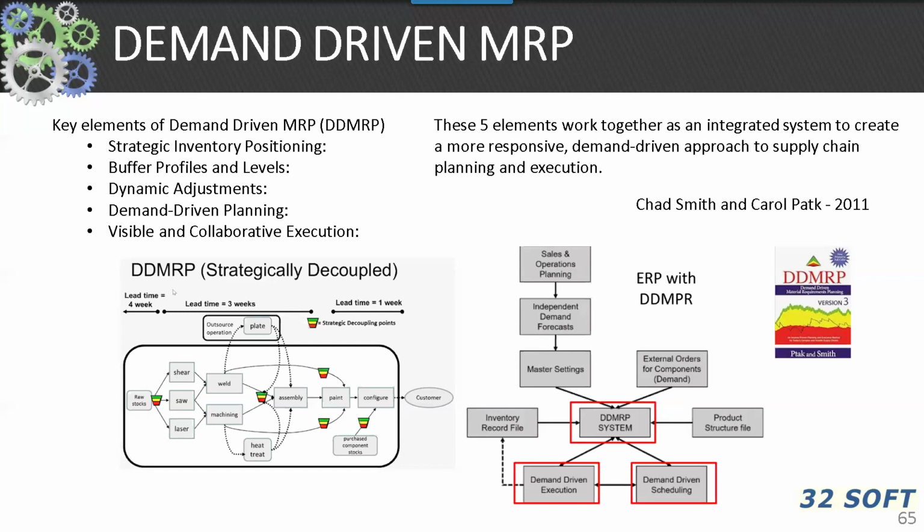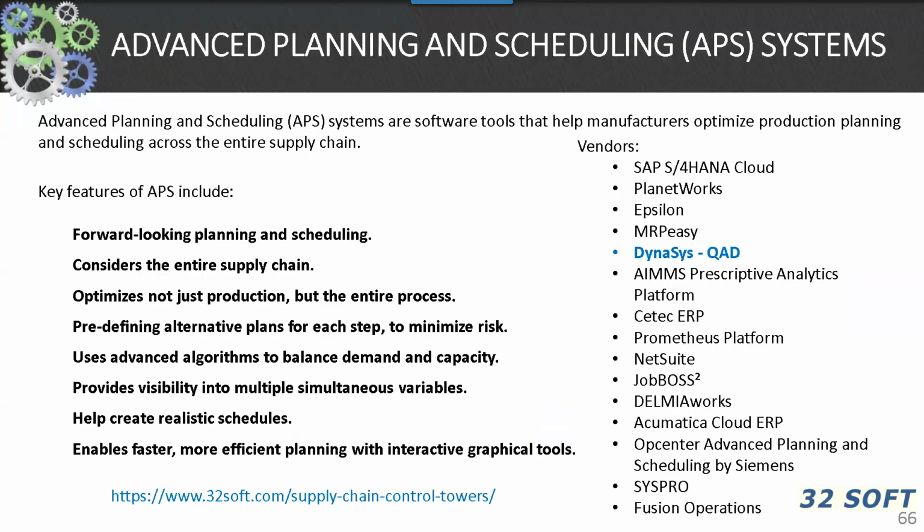You can adjust MRP dynamically. It's driven by demand instead of a forecast, and it has visible and collaborative execution. You can use these five working elements to drive a supply chain and execution system. I would highly recommend a planner look at this potential option to MRP. QAD's Dynasys system is in fact DDMRP certified.